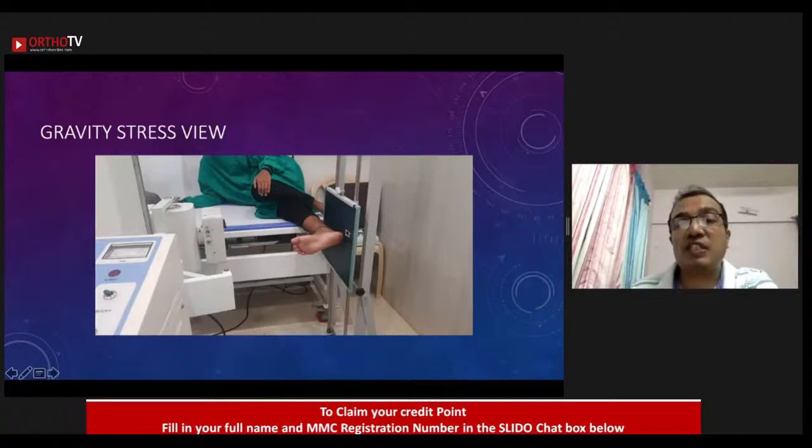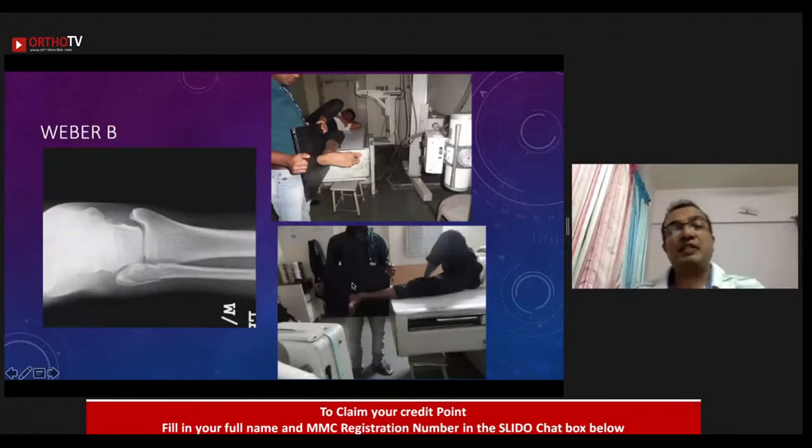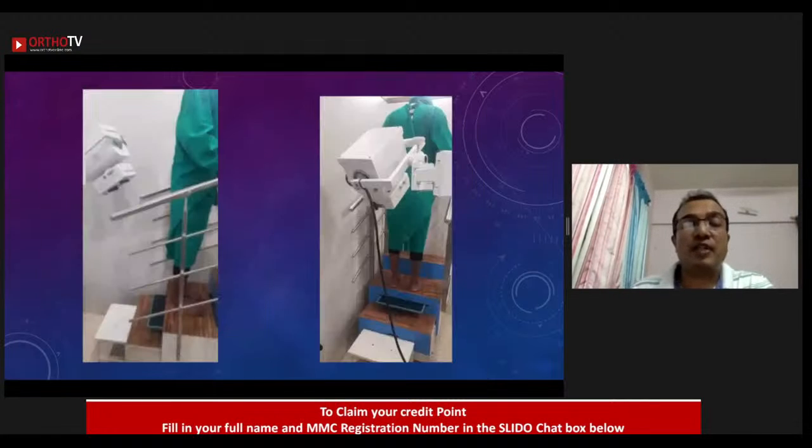We use this chest stand to hold the cassette. So this is gravity stress view. And we see the widening of medial joint space.